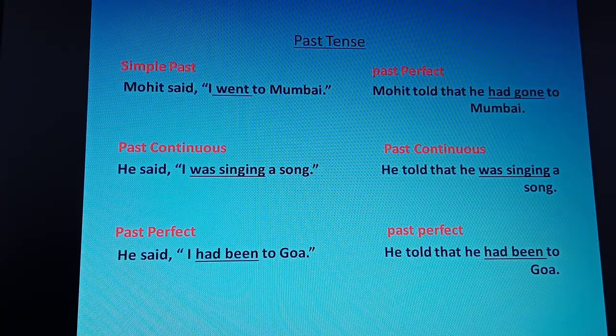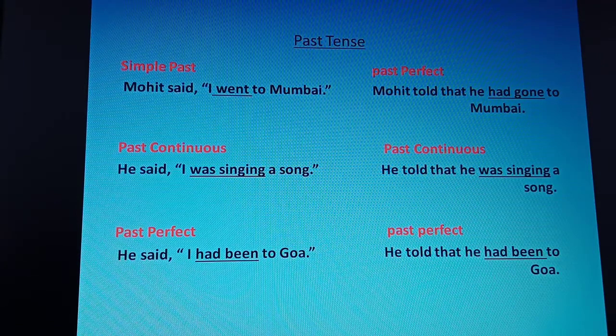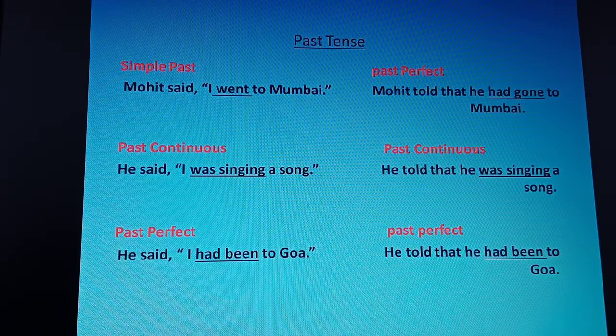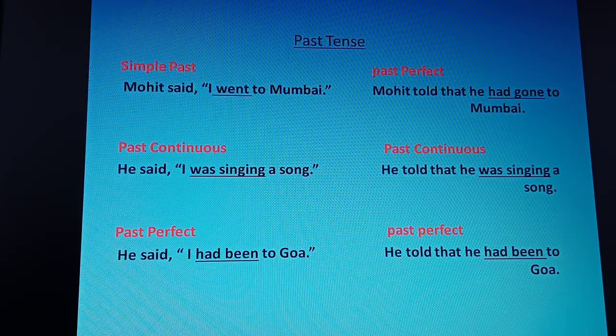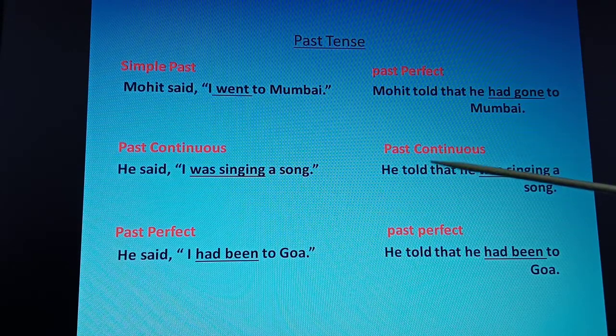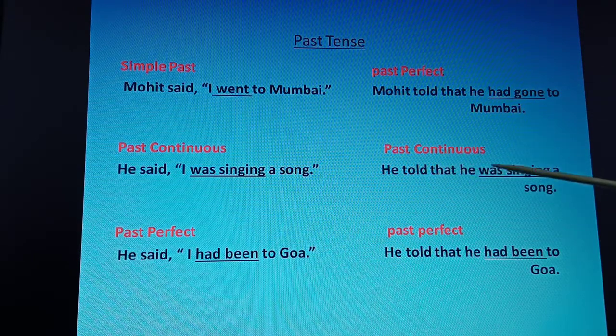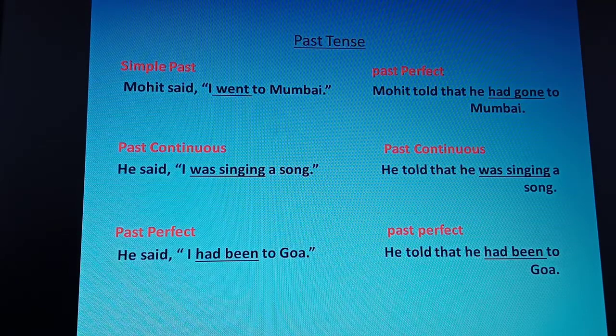Clear? One more example. He said he closed the gate. He closed. Okay, simple past. And the indirect speech would be the past perfect. He told that he had closed the gate or closed the door, whatever I said. Okay? Clear? So, simple past will change into past perfect. Past continuous similarly will change into past continuous. It will remain the past continuous. Okay?